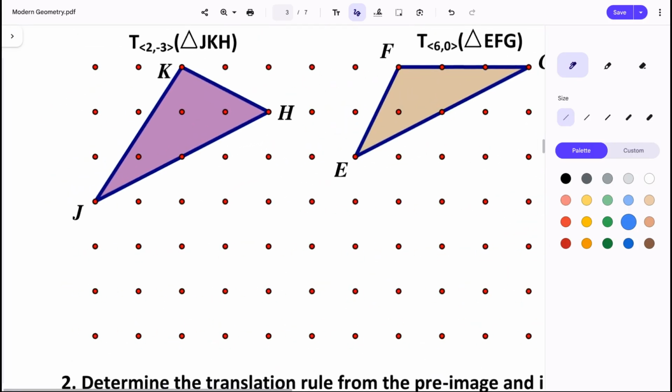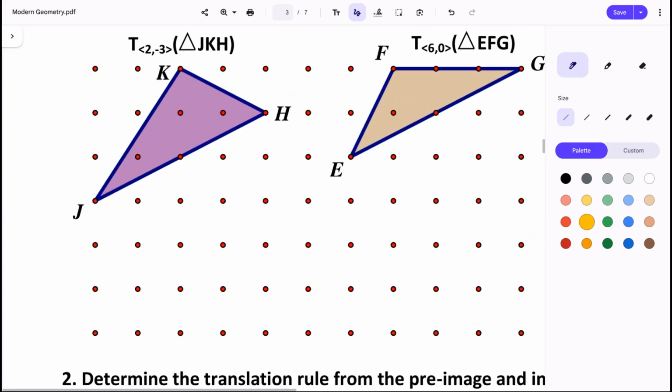So if we look at this first triangle here, your vector is right here. It says 2, -3. So what does the 2 mean? What direction are we going? Right. So we're going to move everything right 2, and then the -3 means down 3.